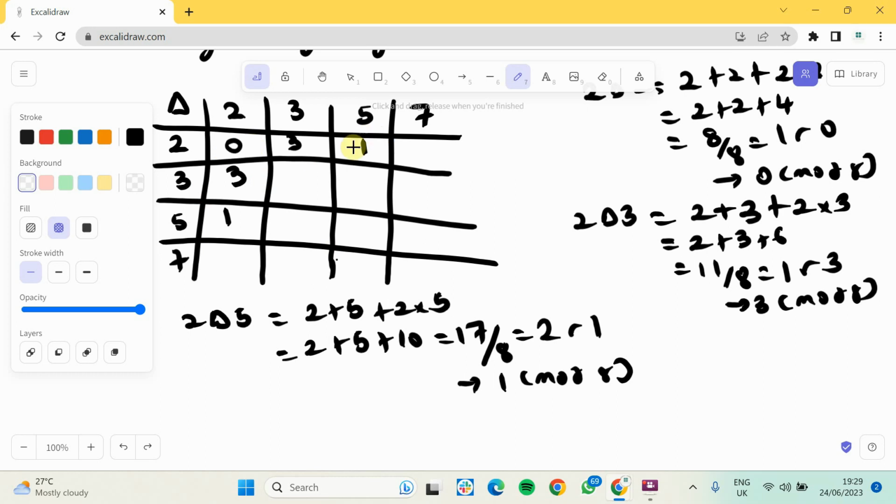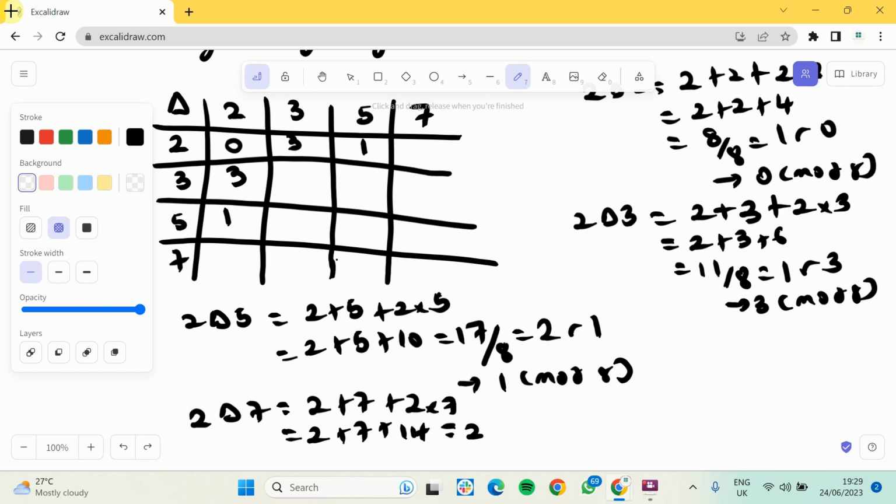Now the next value, right? I'm still on this line, so don't lose track of the line that you are on, right? So 2 operator 7, right? Let's solve that. So this will be 2 plus 7 plus 2 times 7. 2 times 7 is 14. By the time I add all of this together, 2 plus 7 is 9. 9 plus 14 is 23. So if I divide 23 by 8, I'm going to have what? 2, right? Because 8 times 2 is 16. What will be the remainder? 23 minus 16 is actually 7, right?